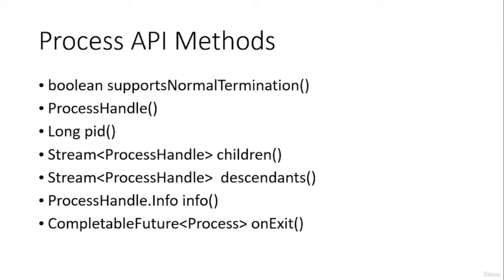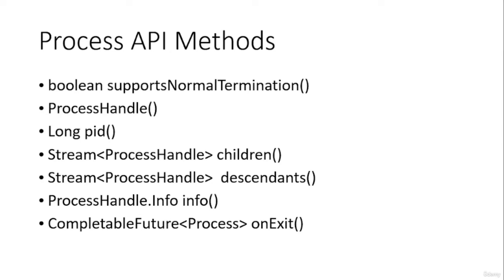Then children will return the children of the particular process. A process can have multiple children, so that's why there is that method. After that there is descendants, and a method returning the ProcessHandle.Info object, and finally we have the onExit method. We will see some of the methods in the example.